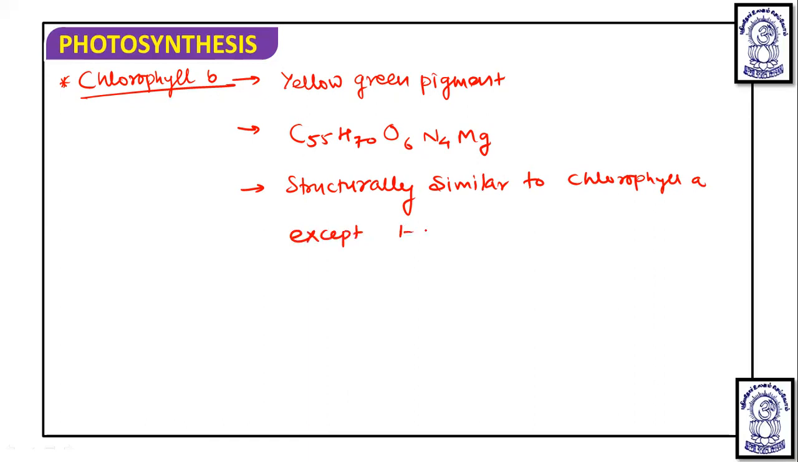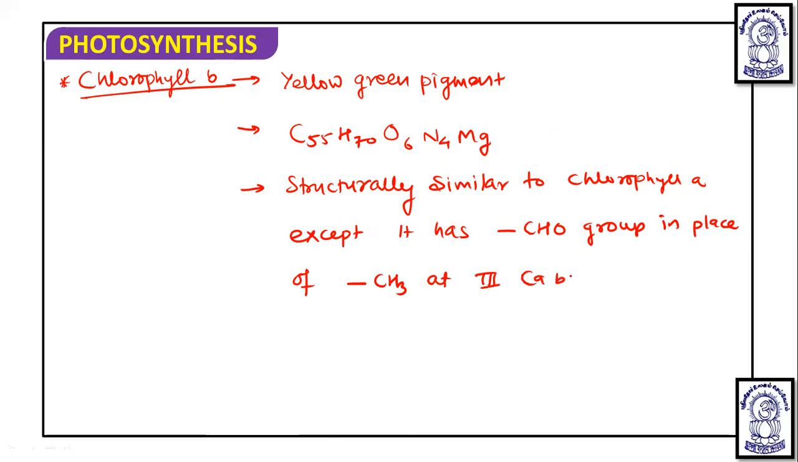except it has a CHO group in place of CH3 at the third carbon or position of the second pyrrole ring. Okay, if we replace this CH3 at the third carbon of the second pyrrole ring with the CHO, then it gets modified into chlorophyll B.